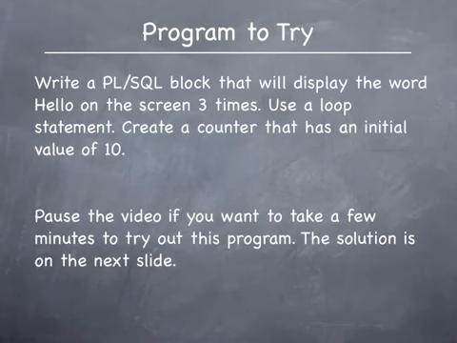On this slide is a program for you to try. You may want to pause the video for a few minutes and attempt the program, which is to write a PL/SQL block that will display the word hello on the screen 3 times. You're expected to use a for loop. The for loop should begin with the value 10.